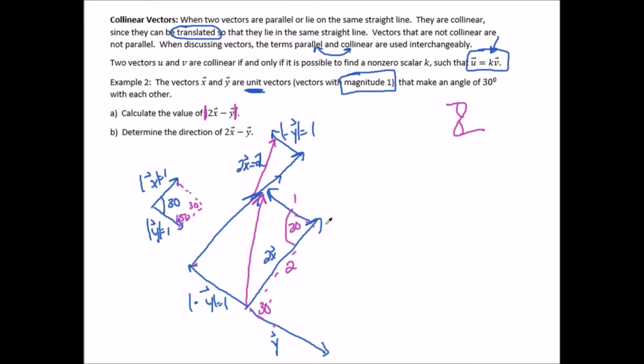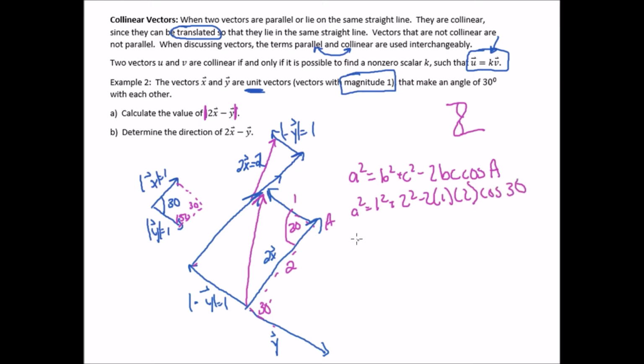I'm going to use cosine law. Let's call that A. Okay, A squared equals B squared plus C squared minus 2BC cos A. So we have A squared equals 1 squared plus 2 squared minus 2 times 1 times 2 cos 30. So 1 plus 4 minus 4 cos 30, 1.5, and then root them. A equals 1.24. Okay, so the magnitude of 2x minus y equals 1.24.